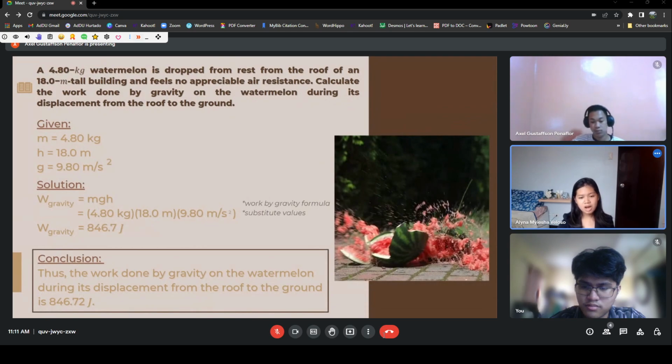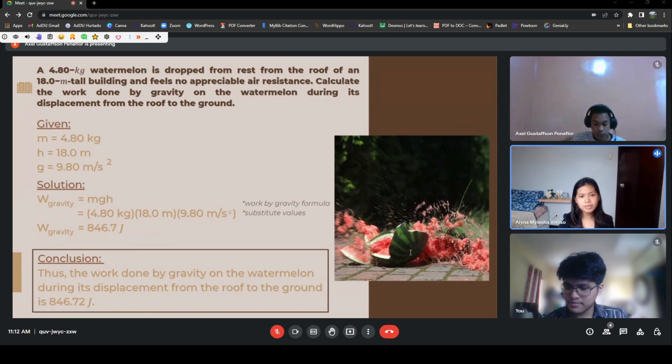Problem number 2. A 4.80 kilogram watermelon is dropped from the roof of an 18-meter tall building and feels no appreciable air resistance. Calculate the work done by gravity on the watermelon during its displacement from the roof to the ground. From problem number 2, there are three given values found.